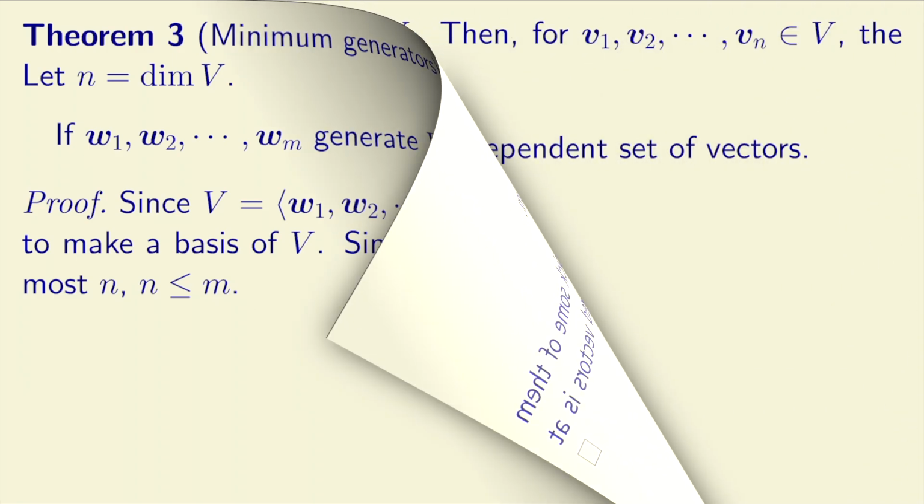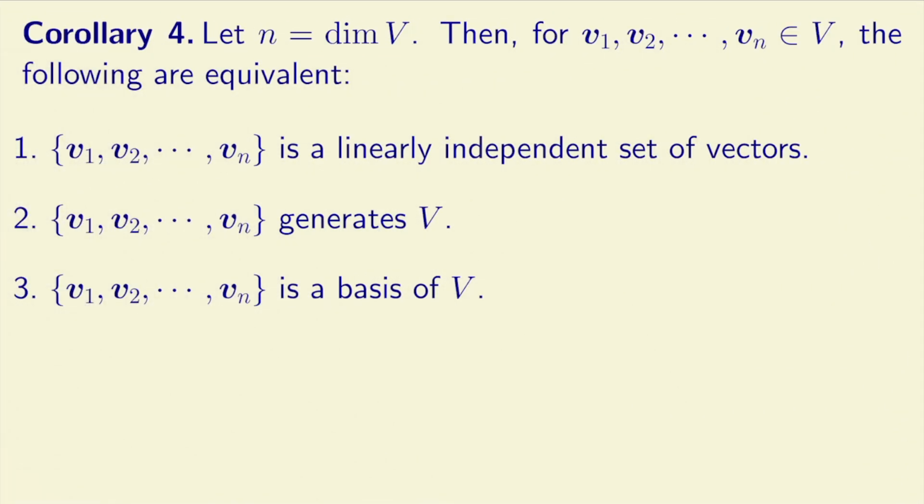And we are done. Building on those theorems, we arrive at the powerful set of equivalences for a set of n vectors in the n-dimensional vector space. First, this set of n vectors is a linearly independent set of vectors. And second, this set generates the entire space V. And third, this set is a basis of V.